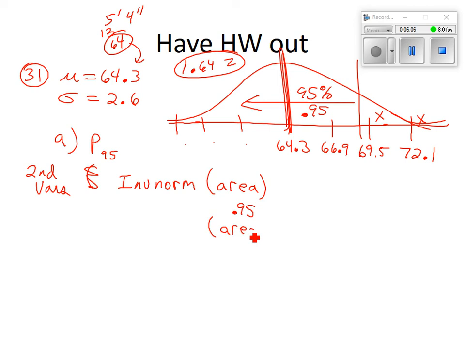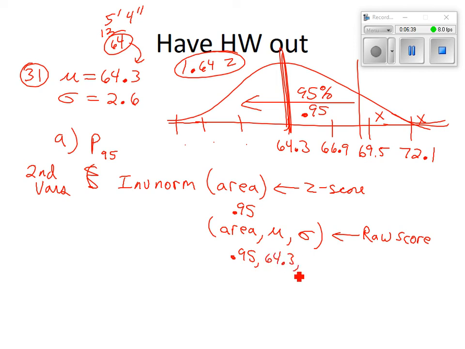You still put area first? Still put area first, is that right? So you put in area, then you put in the mean, then you put in the standard deviation. So this time, what are we going to put in our calculator? Remember, doing it the first way is if we're looking for the Z-score. Doing it this way is if we're looking for just the raw score, the score with the X value. Area was 0.95, what's the mu? 64.3, what's the standard deviation? 2.6. 68.57.